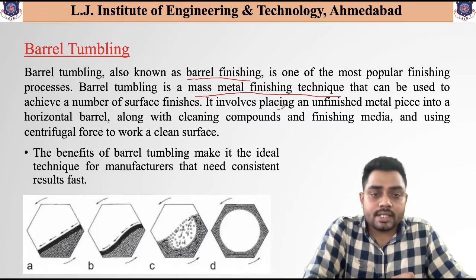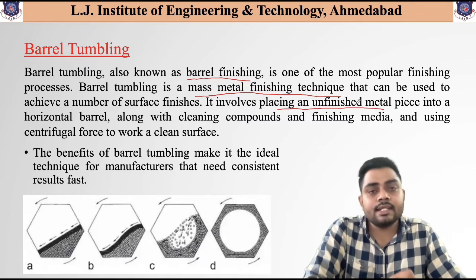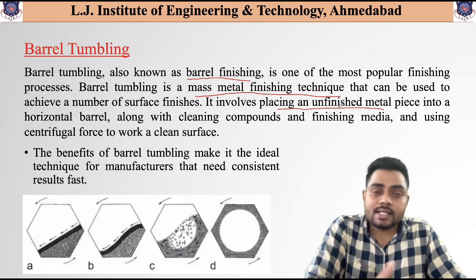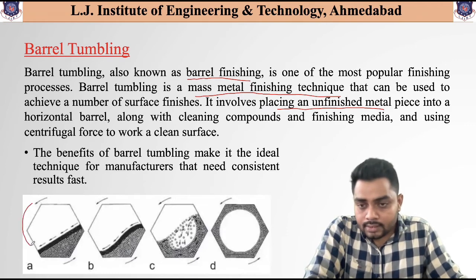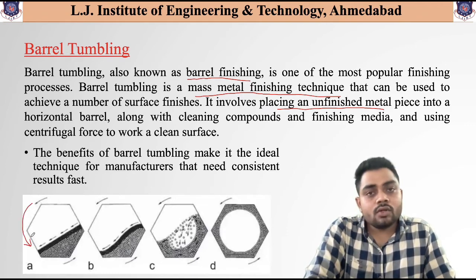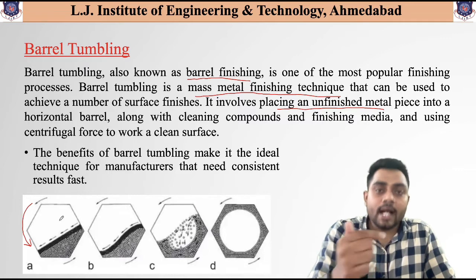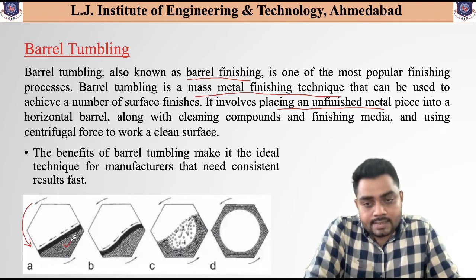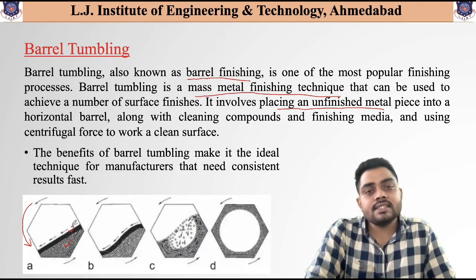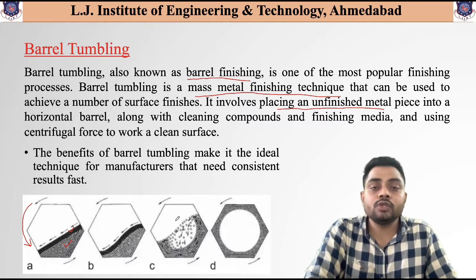It involves placing an unfinished metal piece into a horizontal barrel, and then we are adding the cleaning compounds and the finishing media, and then we are rotating. As you can see over here, we are rotating this barrel. Now as we are rotating this barrel, due to the higher rotational speed, what happens? The metals available in it and also the liquids and the surface finishing components that we have added get combined with each other due to the rotation.